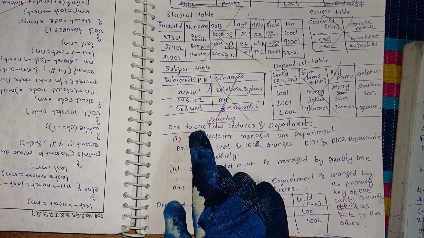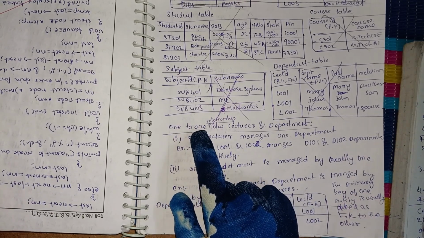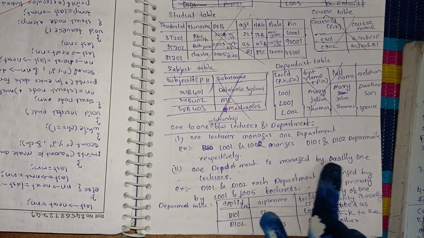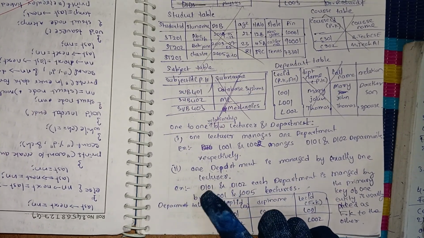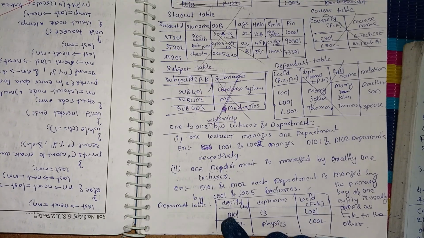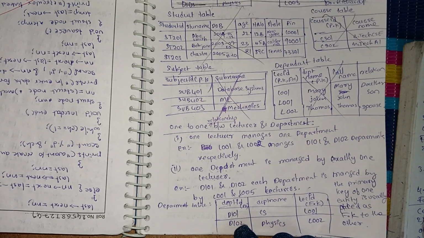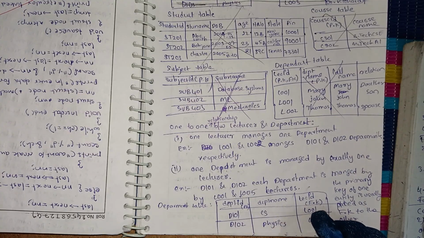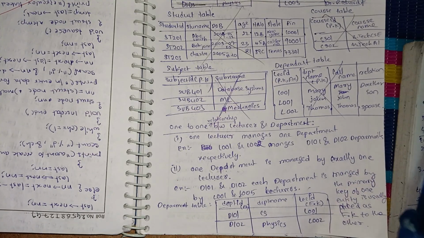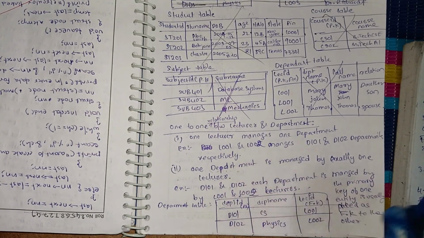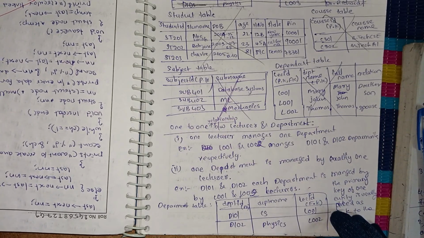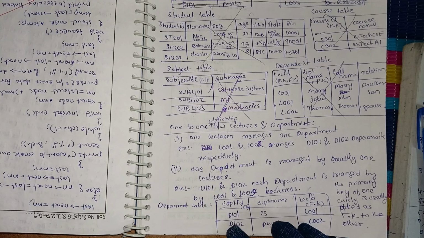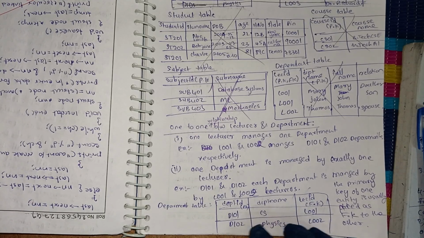This is the opposite statement, from right to left: one department is managed by exactly one lecturer. For example, D101 and D102 are managed by L001 and L002 respectively, meaning exactly unique lecturers. Both department IDs have unique lecturers.